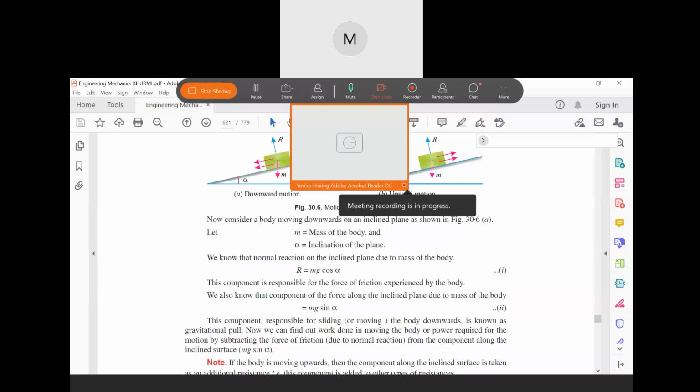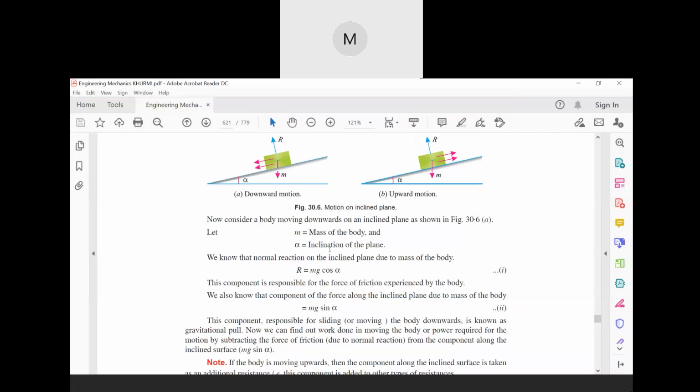But we can't see the diagram, sir. I showed you the diagram beforehand. No? Do you want to see it again? Wait, then okay, I'll show you. Can you see the diagram now?